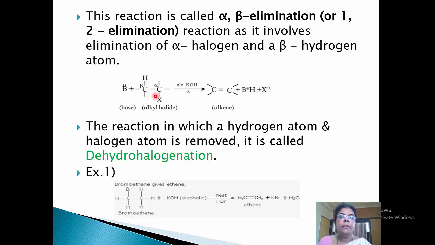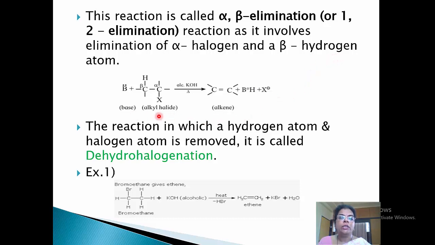Now here this halogen atom from alpha carbon atom and hydrogen atom from beta carbon atom is removed. Therefore it is called alpha beta elimination. Look here, this reaction is called alpha beta elimination or 1,2 elimination. Why is it called 1,2 elimination? Because the carbon atom which is bonded to the halogen atom is also known as number 1 carbon atom, and the carbon atom next to it is the 2nd carbon atom. Therefore it is called 1,2 elimination. It involves elimination of alpha halogen and beta hydrogen atom.